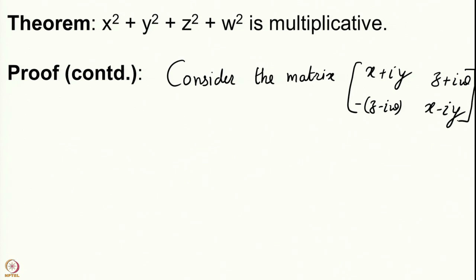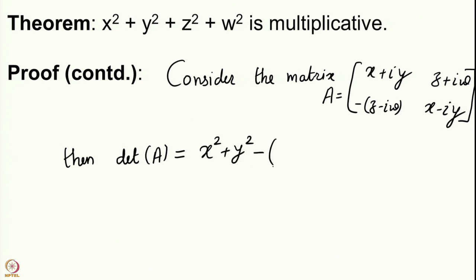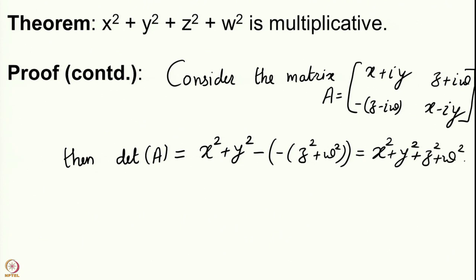So we have this matrix, let us call this matrix A. Then the determinant of A is the diagonal entries product, which is x squared plus y squared, minus the product of the anti-diagonal entries, which is negative of z squared plus w squared, which gives us x squared plus y squared plus z squared plus w squared.